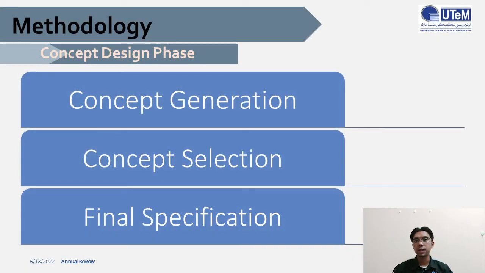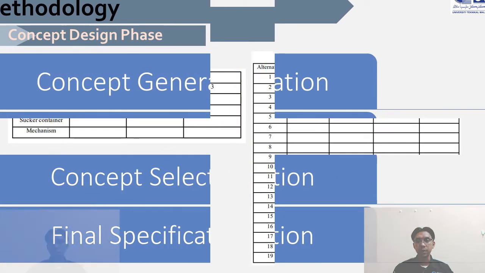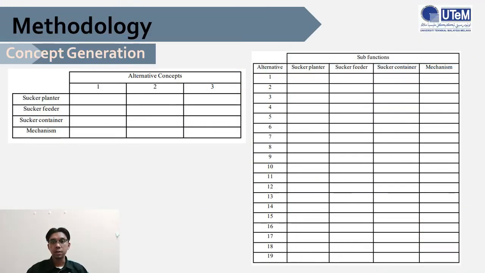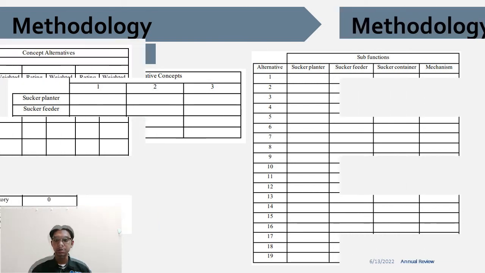Next, the concept design phase will go through concept generation, concept selection, and final requirement in further depth. This concept design phase will be built when the formulation phase is completed. With the formulation phase completed, concept generation will be carried out. Systematic combination will be used to generate concepts with the sub-functions of the pineapple planter machine. From the combination table, each sub-function has at least 2 or more concept solutions with matrix calculation.